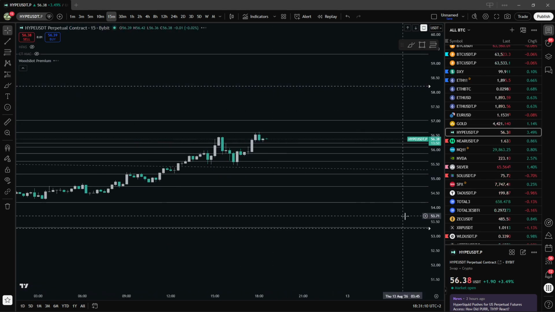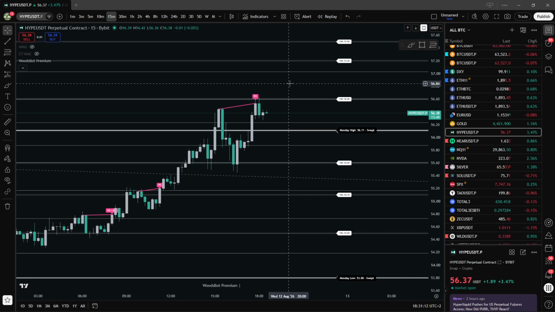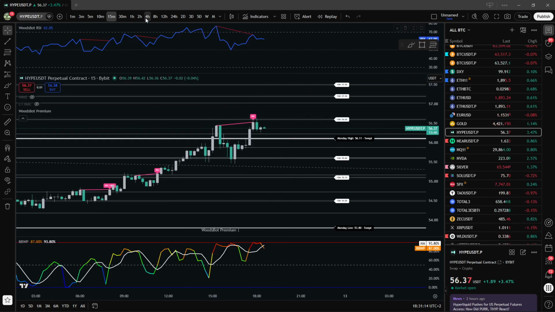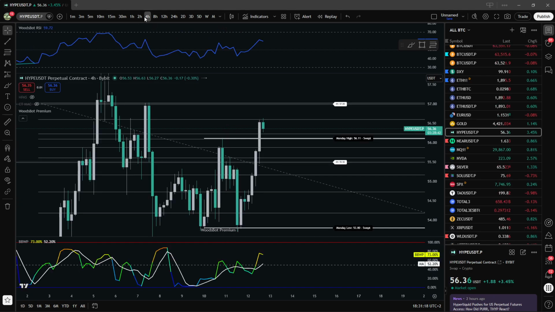Is there actually some bearish divergence on HYPE? Yeah, there's also bearish divergence on HYPE. So I wouldn't just blindly long HYPE here. You definitely need to wait for candle closures up.